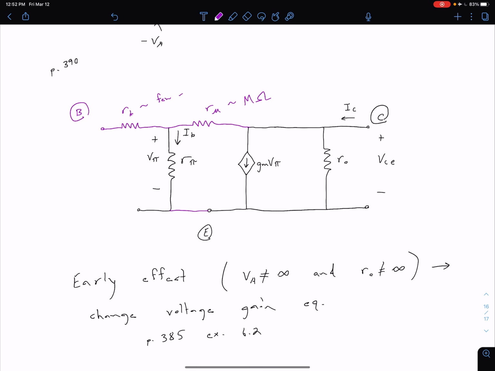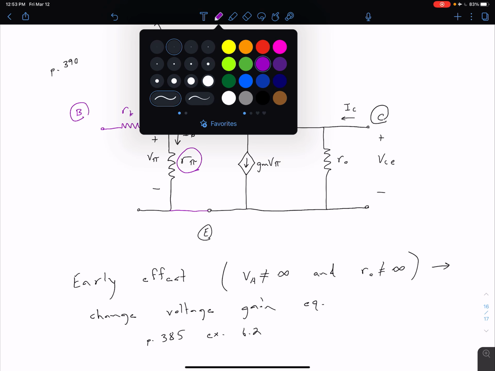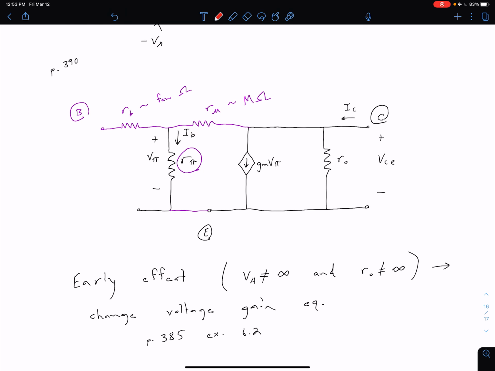As we saw in the previous video, this R pi value is typically on the order of kilohms, which means that our few ohms, 10 ohms or less, is going to be pretty negligible. So again, the most we're ever going to consider is our early effect. We're not going to consider this. Let me show explicitly. We're going to replace that with a short circuit. And we're not going to consider this. We're going to replace it with an open circuit.